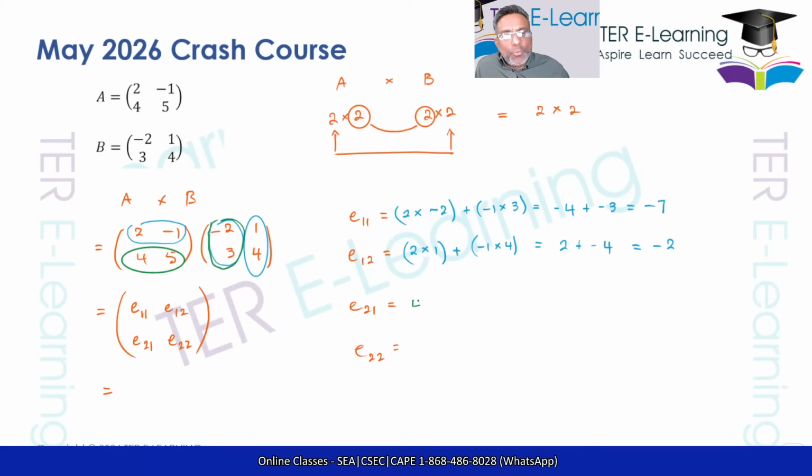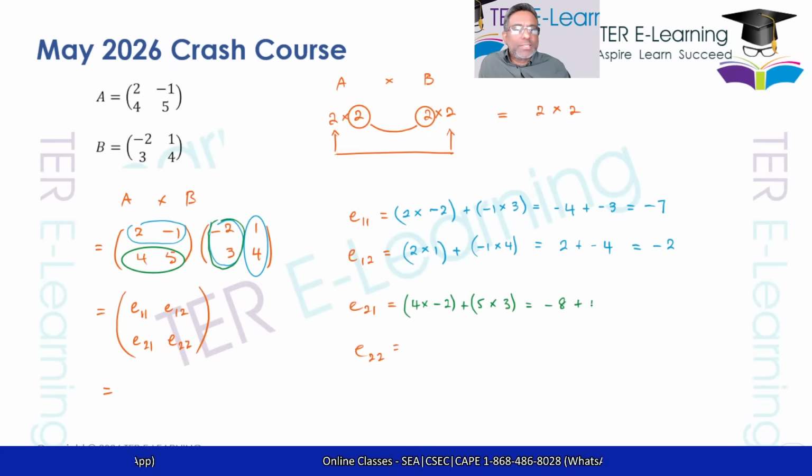So this is going to be 4 multiplied by minus 2 plus 5 multiplied by 3. So 4 by 2 is minus 8 plus 15. Right, that should give us 7. Right, so this will be 7.